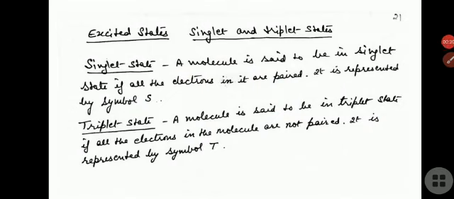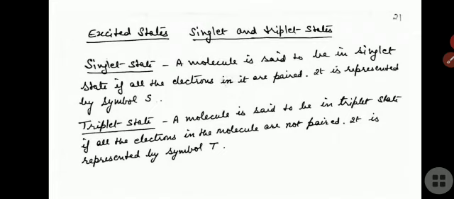Let us first study excited states. So, two types of excited states are there: singlet state and triplet state. Singlet state. A molecule is said to be in singlet state if all the electrons in it are paired. It is represented by symbol S. Triplet state. A molecule is said to be in triplet state if all the electrons in the molecule are not paired. It is represented by symbol T.